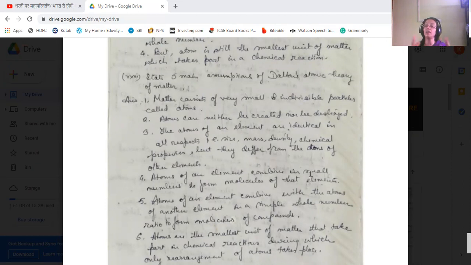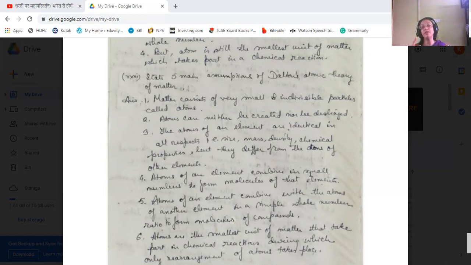Then atoms can neither be created nor destroyed. The atoms of an element are identical in all respects. Atoms of an element are all similar. But this has been proved wrong by the discovery of isotopes. So he told that their size, their mass, their density, the chemical properties, all are similar to that of another atom of the same element.